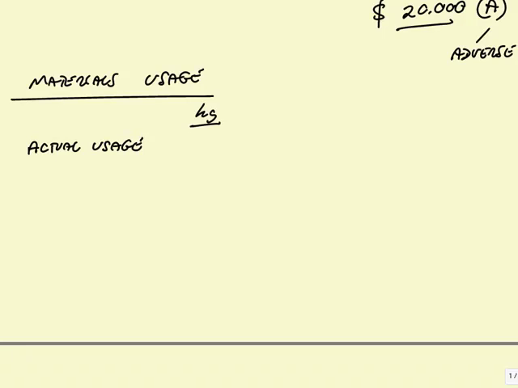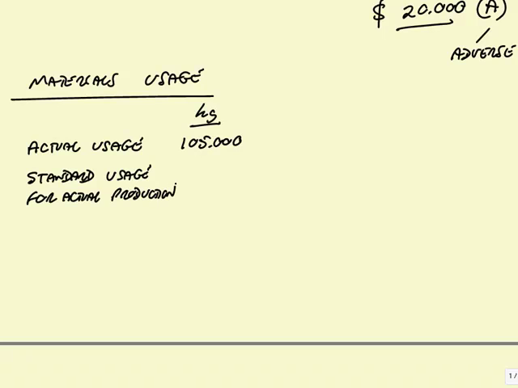How many kilos did we actually use, please? Yeah, 105,000. As I said, do shout if you've lost a figure, don't guess, or just copy. We actually used 105,000 kilos. You compare that with what you should have used for your actual production. So the standard usage for the actual production. How many units did we produce? We produced 5,000 units.